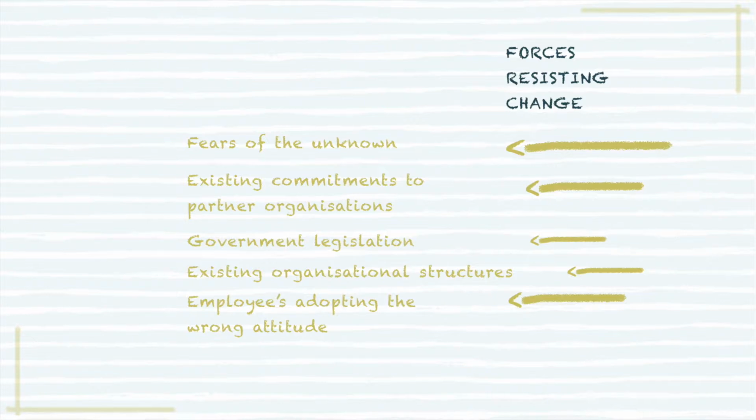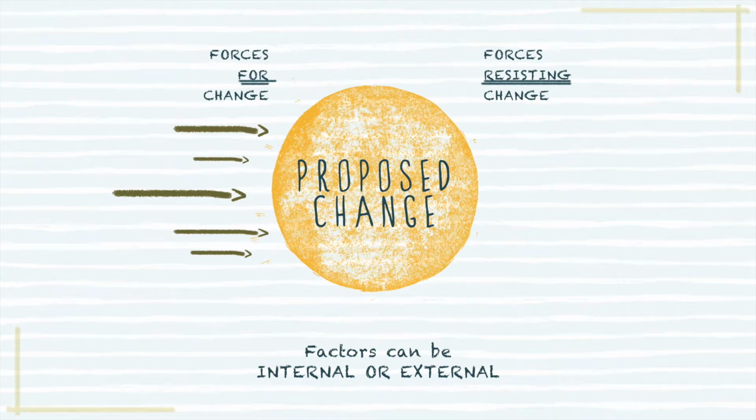Now, for a visual influence, draw arrows. Bigger arrows for the forces that will have a greater influence on change, and smaller arrows for the factors that will have a lesser influence on the change.